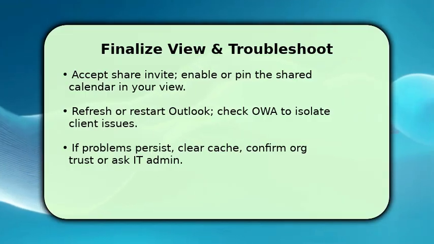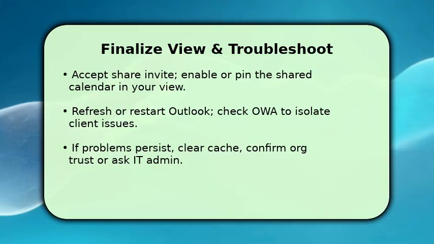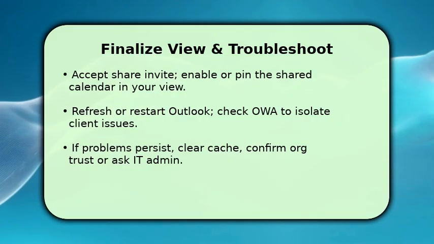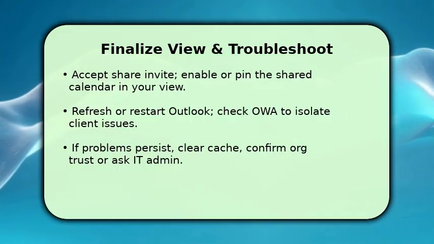If the calendar doesn't appear, make sure to refresh or restart Outlook and check Outlook Web to determine if it's a client issue. As a key troubleshooting tip, if access still fails, clear the Outlook cache and confirm the accounts are in the same tenant.